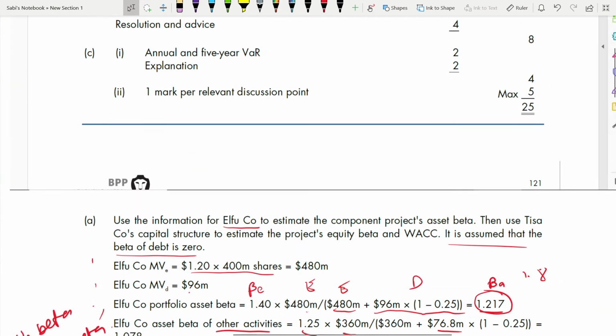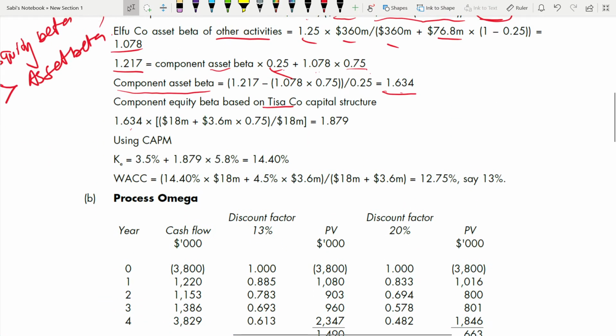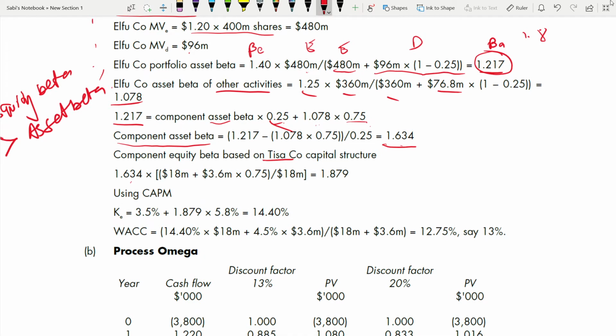Right, so that is Tisca company that you have to use. So that's why your equity is 18 plus 3.6 is your debt, multiplied by 0.75 because after tax, divided by 18 because equity is 18. So multiply this by asset beta and get your equity beta. Your equity beta has to be more. Just check your equity beta is more than asset beta. That's correct, technically it's correct.